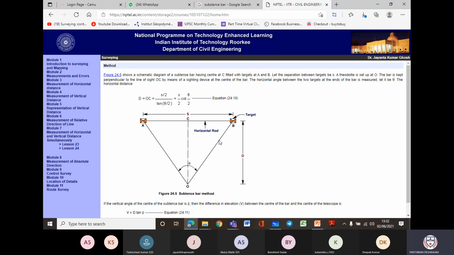Now you get an angle, right? From A to B, you get an angle. Is it or not?